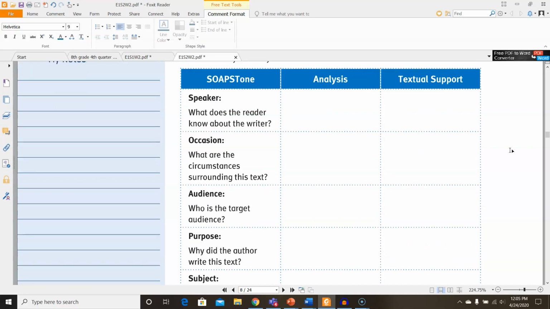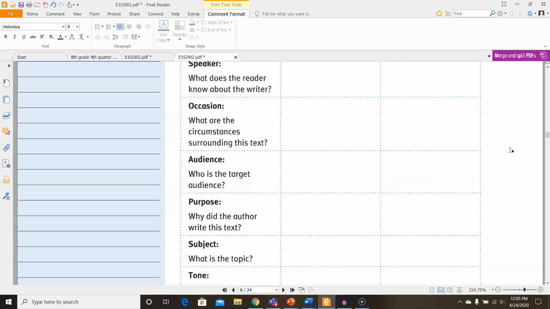Occasion. What are the circumstances surrounding this text? So you might want to look at the subtitle at the beginning of the text to help understand that, and then as you go through the text, there will be bits and pieces here and there about why he's giving that speech, like what the purpose is, what the ceremony is, so that you can analyze that and use textual support to back it up.